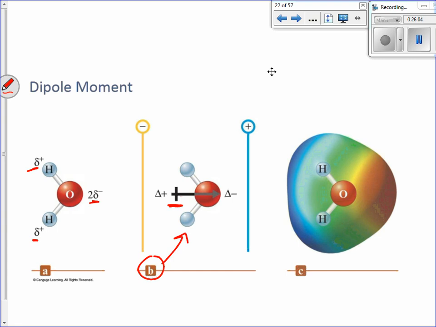So if I were to be drawing it in here where they show you more like an electron density graph, the red side being more densely packed with electrons than the blue side, the arrow would look like this. Okay? So keep that in mind when you're looking at those pictures in your textbook, they show them to you in there.